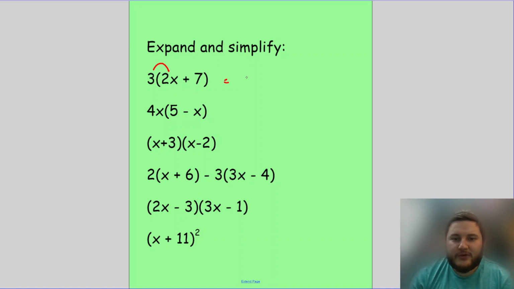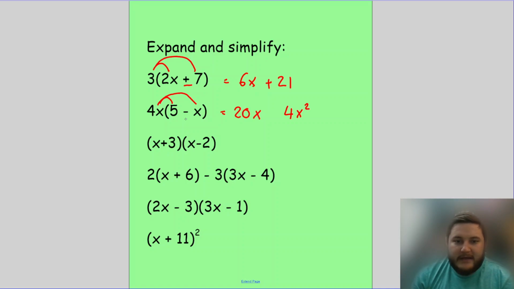So 3 times 2x is 6x. 3 times 7 is 21. And it's a positive there, or addition there. So there's going to be an addition in the answer. So it's 6x plus 21. Same idea here. We've got 4x times 5, which is 20x. And then 4x times x is 4x squared, and then there's a subtraction there, so there's going to be a subtraction in the answer.